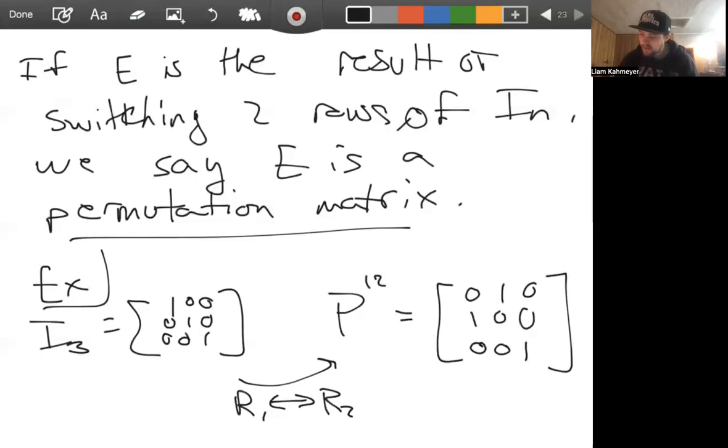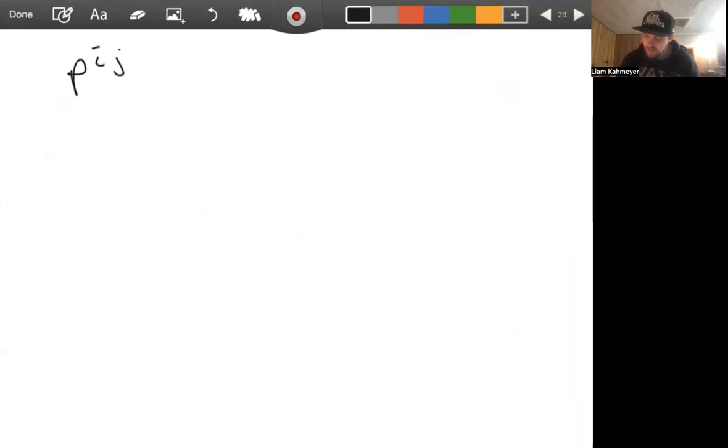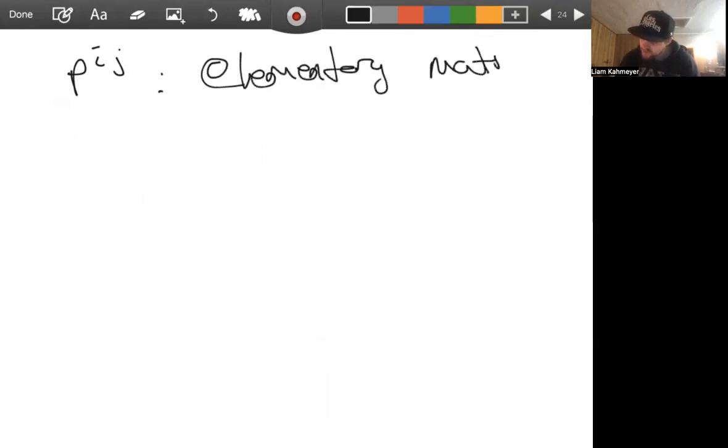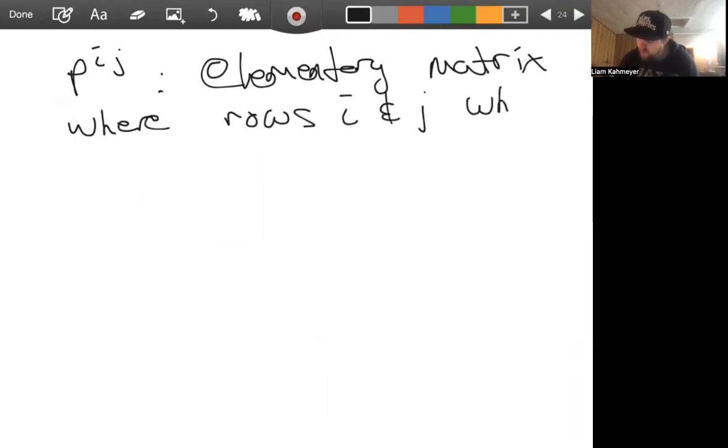And so you could think about P_ij. This is the elementary matrix where rows i and j of the identity matrix are swapped.